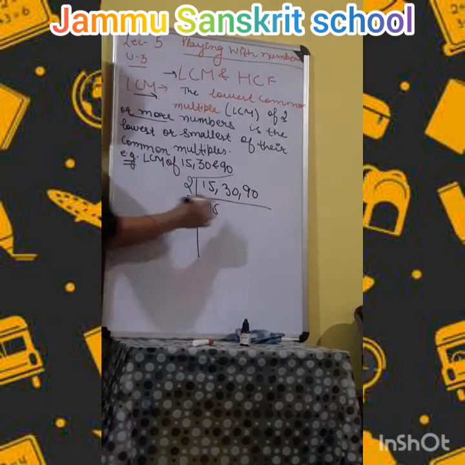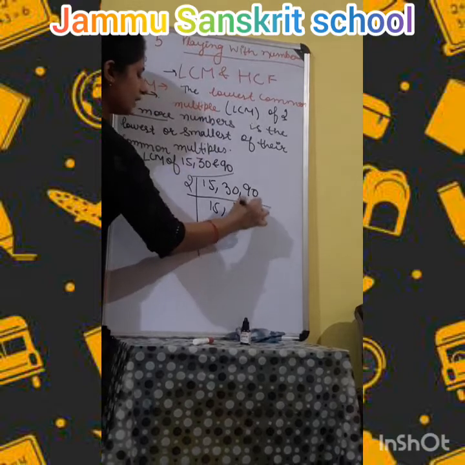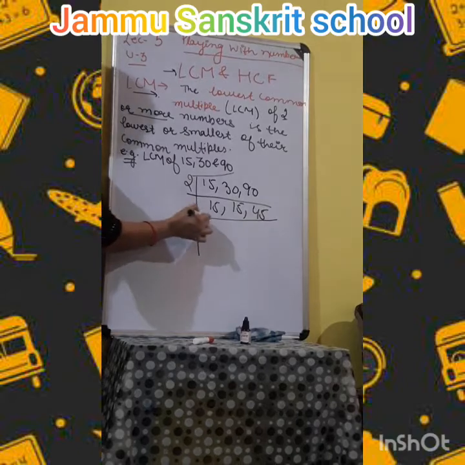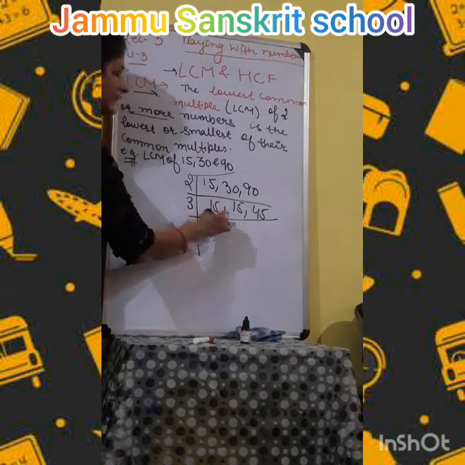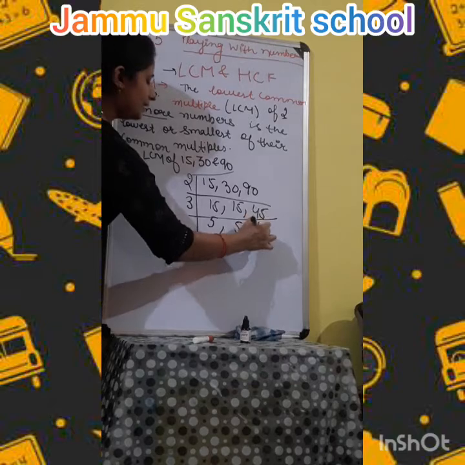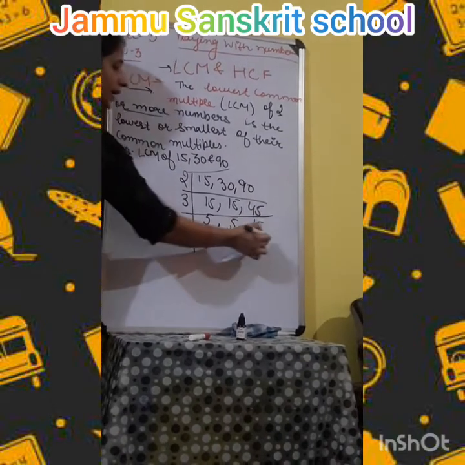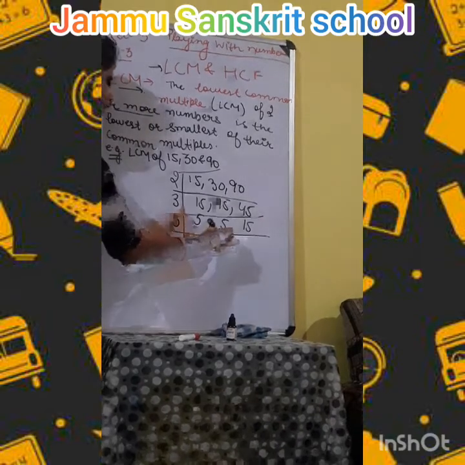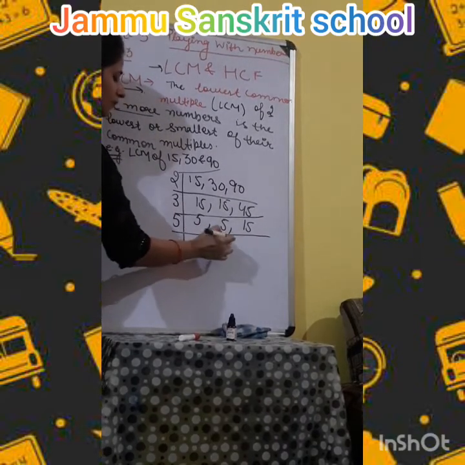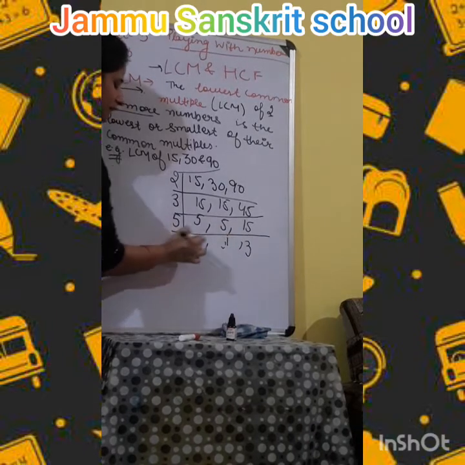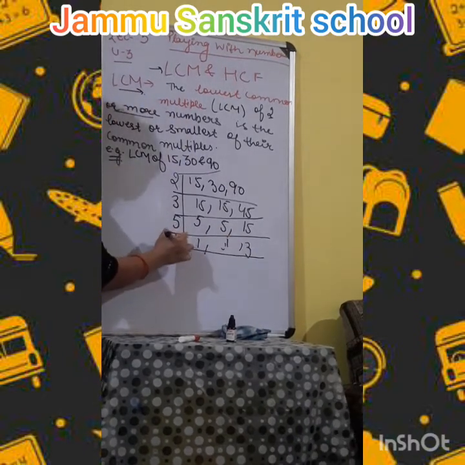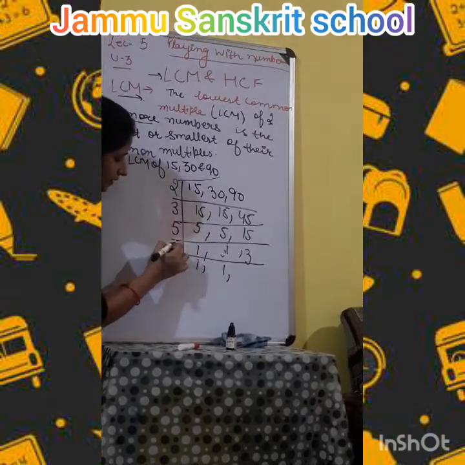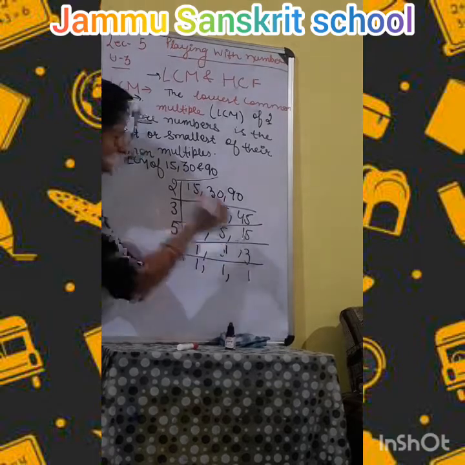15 does not go with 2, so you'll write 15. 30 goes with 2, it goes with 15, and 90 goes with 45. They all come in the table of 3. You'll write 3, 5, 15, 3, 5, 15 and 3, 15, 45. Now they all come in the table of 5. 5 ones are 5, 5 ones are 5, and 5 threes are 15. Next are 3 ones and 3 ones.